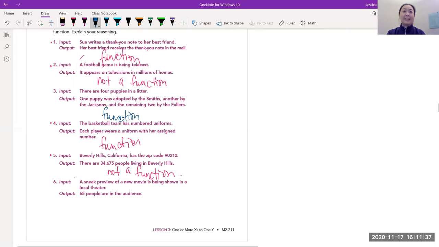Run away. Right, the basketball team has numbered uniforms, right? So they have 1, 2, 3, 4, whatever the numbers are, right? And each player wears a uniform with her assigned number. One jersey, one person, right? If it was not a function, what would that look like? One jersey, 2 people. Ooh, there better be a big jersey, or 2 very skinny people. That's not good. All right, so yeah, this is a function.